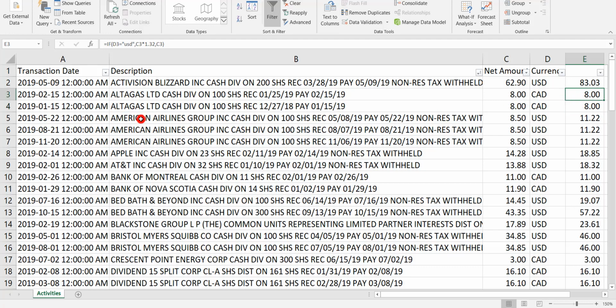American Airlines is a stock that I still own in my margin account. It's a covered call trade, and since I own the stock, I'm getting dividends for it every 3 months. So for the 2019 year, I've received $11.22 three times from American Airlines.